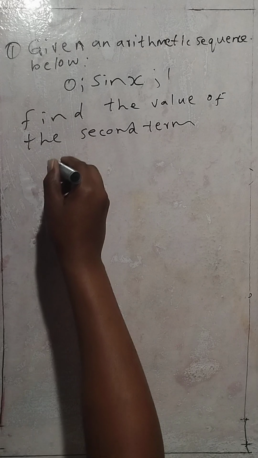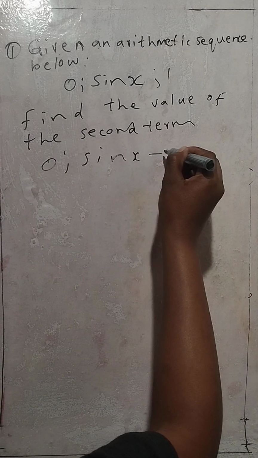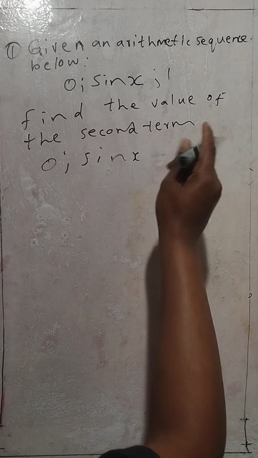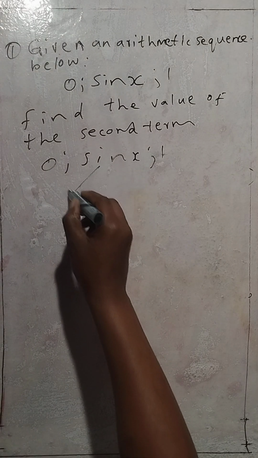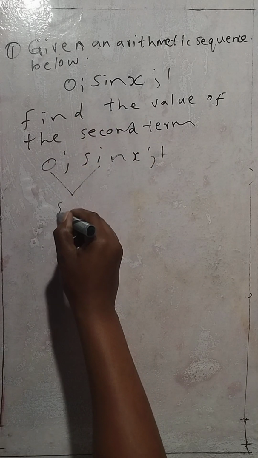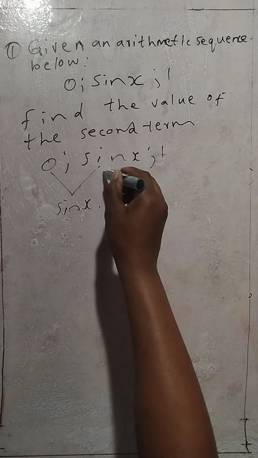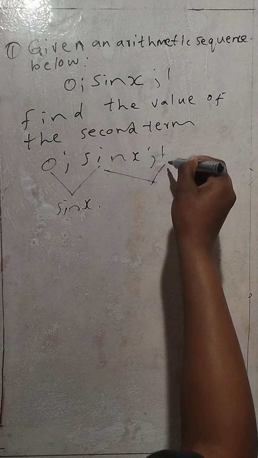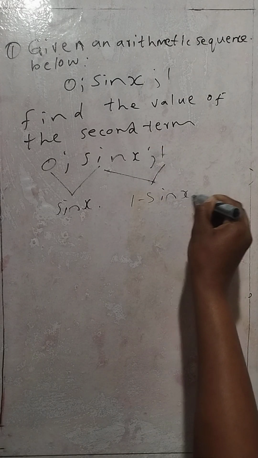Then let's do it. The terms will be 0, sine x, 1. Then they will have the first difference. The first difference is t2 minus t1, which is sine x minus 0, so sine x. For the other difference, it will be term 3 minus term 2, which is 1 minus sine of x.